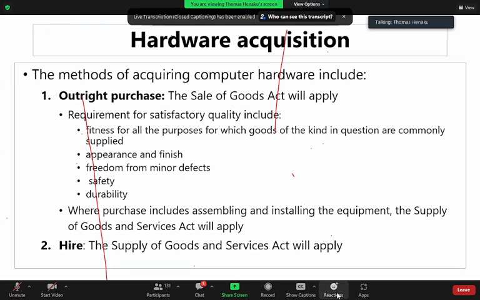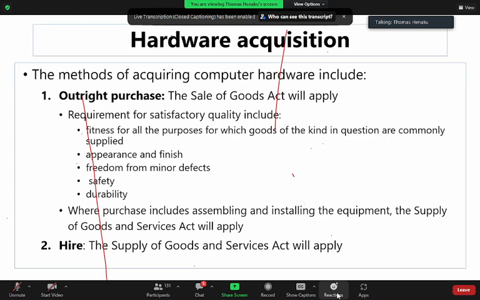So if normally purchased, the Sale of Goods Act would apply, and terms as to, for example, the quality, complying with description, satisfaction, and all those kind of things would apply. Because if you buy any normal thing, the fitness for purpose, appearance, and freedom from minor defects are quality aspects that come to play when you are buying any hardware stuff. So when we are buying IT hardware, we know that we are doing outright purchase or hire, and that is why.